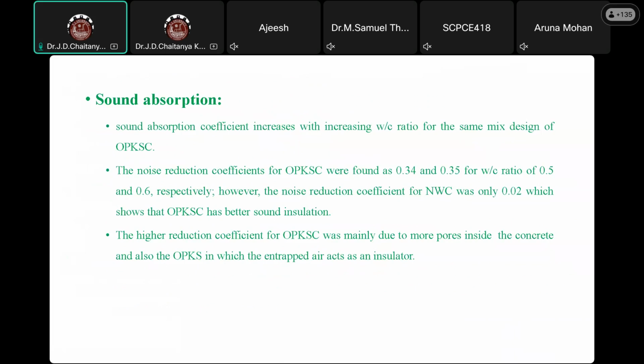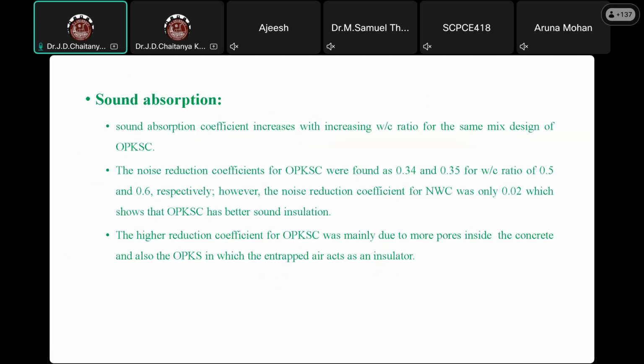The high noise reduction coefficient for the shell replaced concrete is mainly due to the more pores in the concrete, and also the shell acts as an insulator with entrapped air. If any pores are there, those pores will be occupied with air.